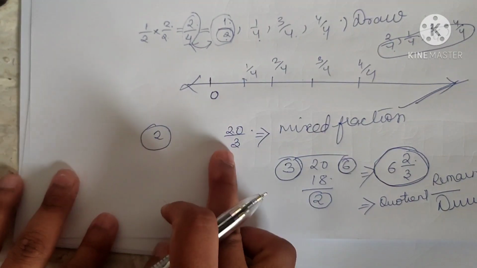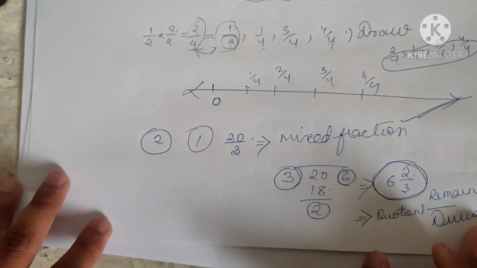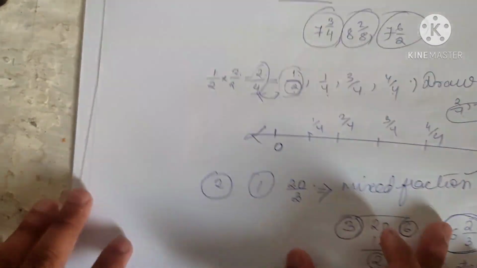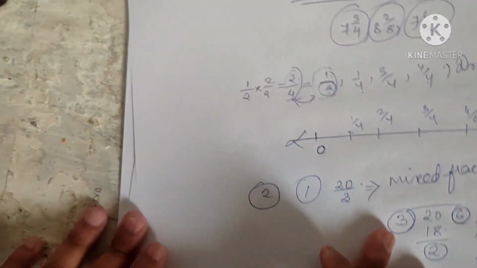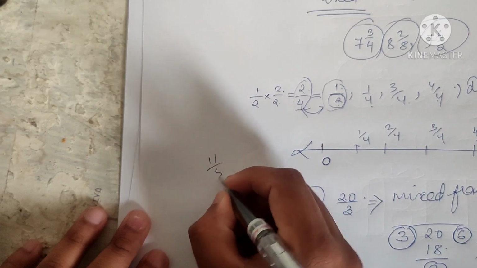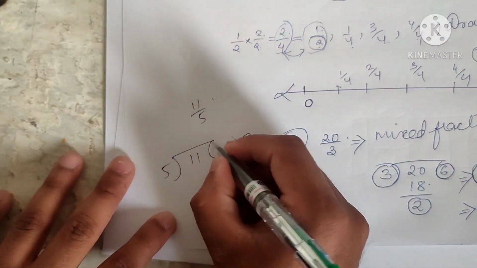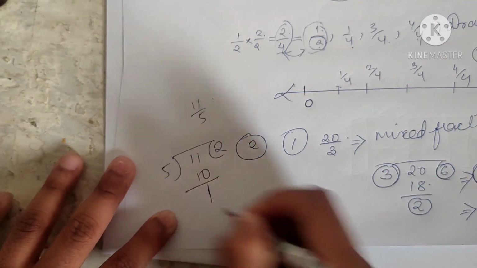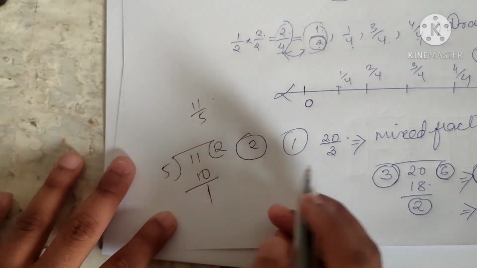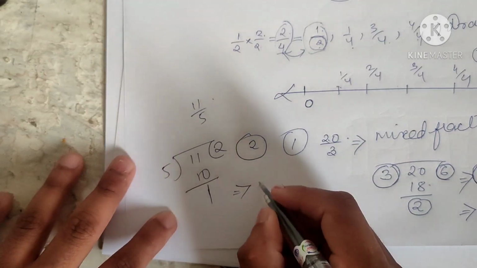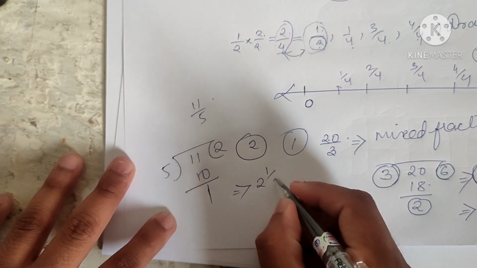I solved one for you. Let me solve one more for you, and after that I think you can understand. The next is 11 by 5. You will divide 11 by 5. That means 5 twos are 10. After that you cannot divide further, isn't it? So how will you write this answer in mixed fraction terms? 2 1 by 5, isn't it?